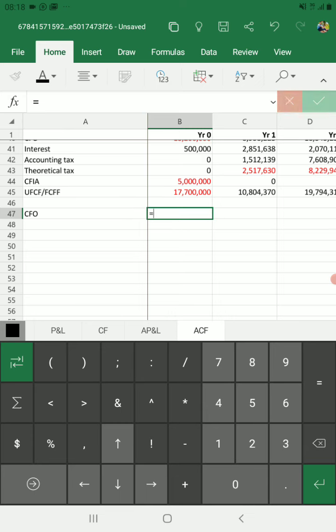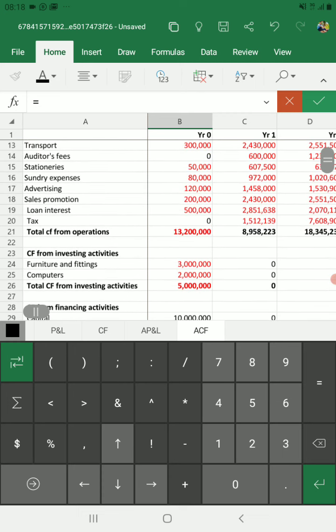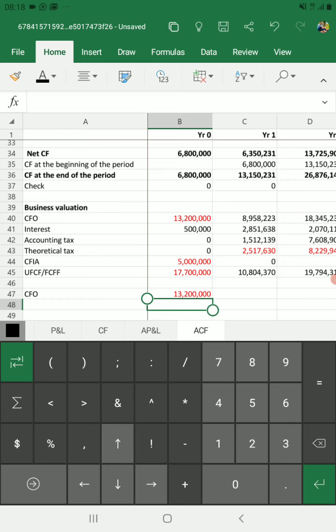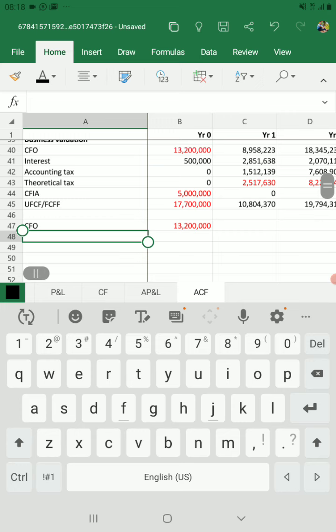And we pick the figure from here. We have it here already, cash flow from operations. This one, total cash flow from operations. Press enter, and then from this one we added back interest. But the interest needs to be after tax, the interest component that we are adding back.